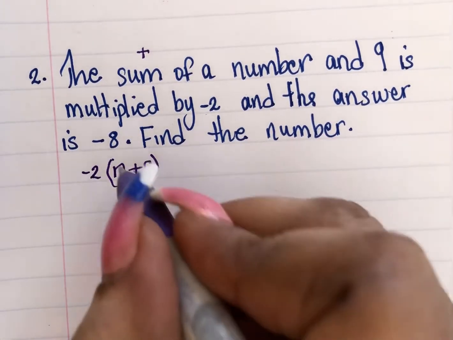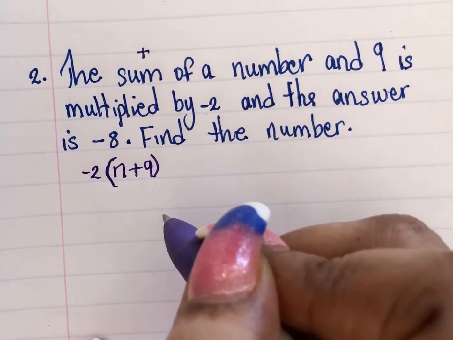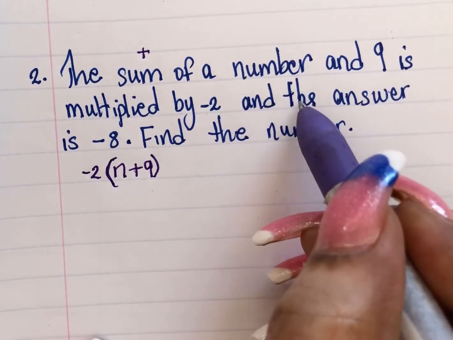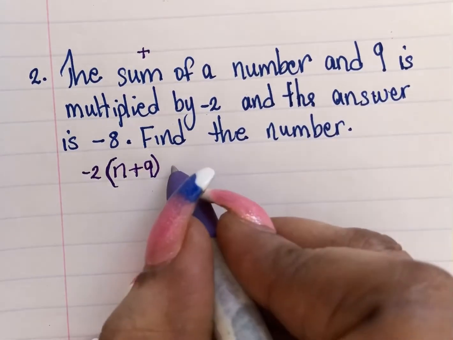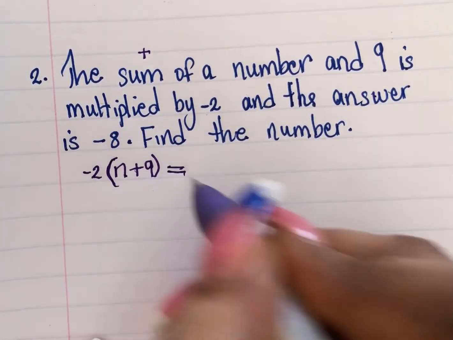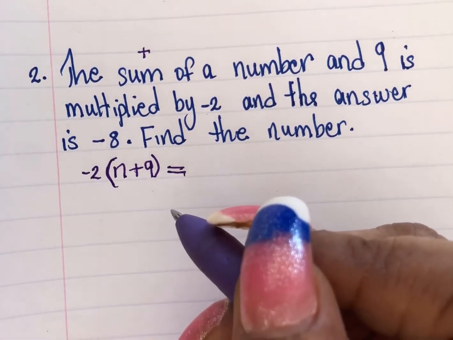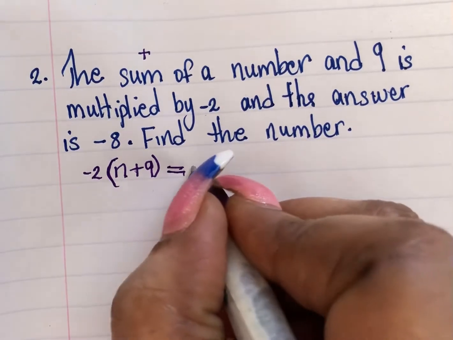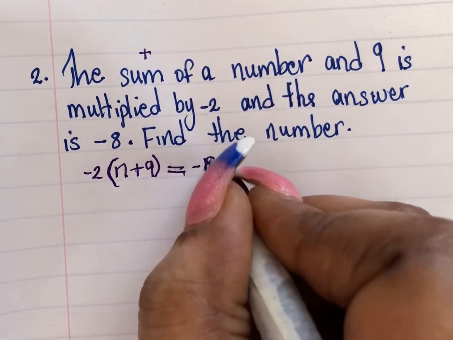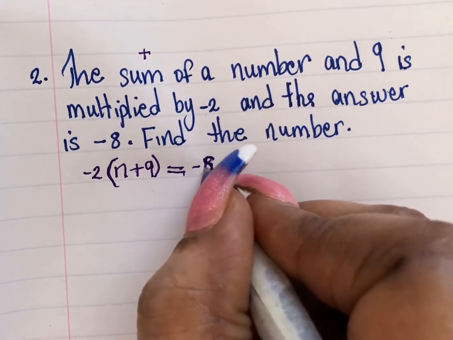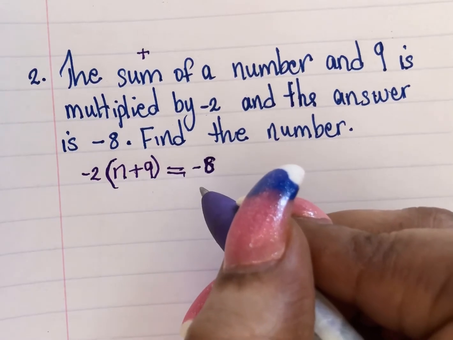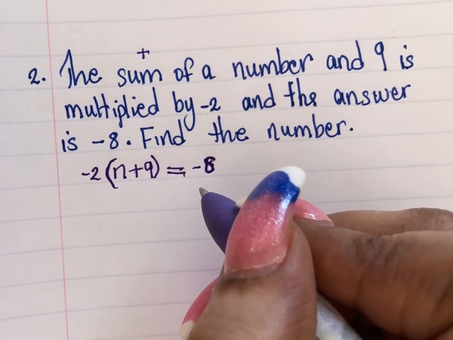See, I am going step by step. And the answer indicates to us that we're looking at is equal to, right? And they have given us -8. Now we need to solve.